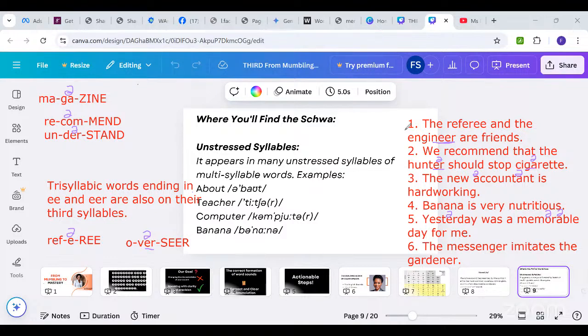Madam Madesola, number 3. Okay, the new accountant is hardworking. Accountant. That one has a schwa at the end. The new accountant. Yes, it has a schwa at the end. Accountant is hardworking. Number 4, Miss Mary. Banana. Banana is very nutritious.